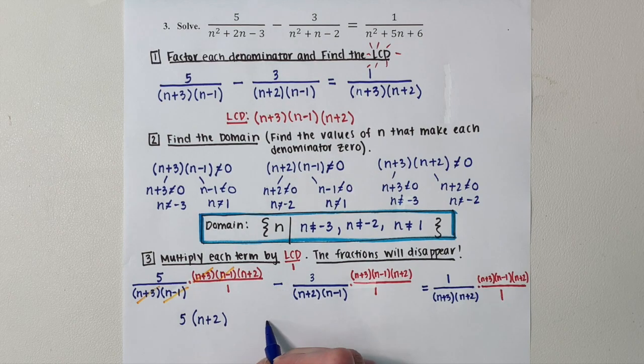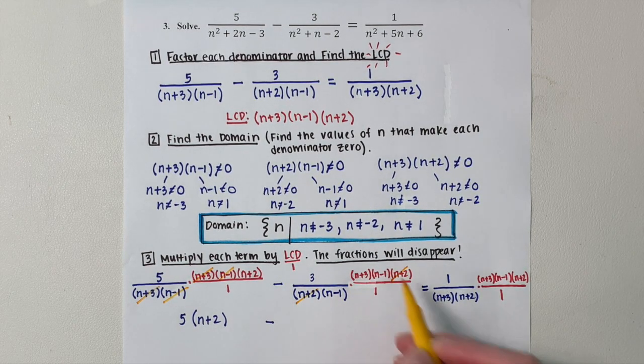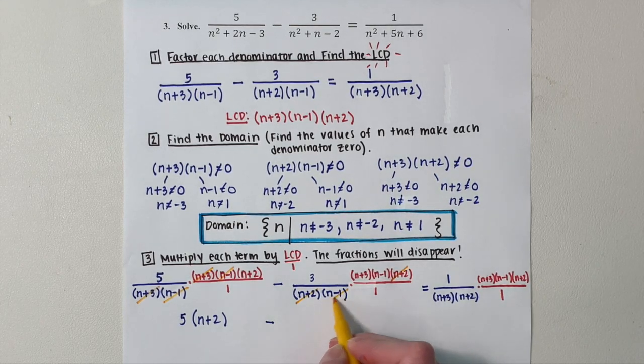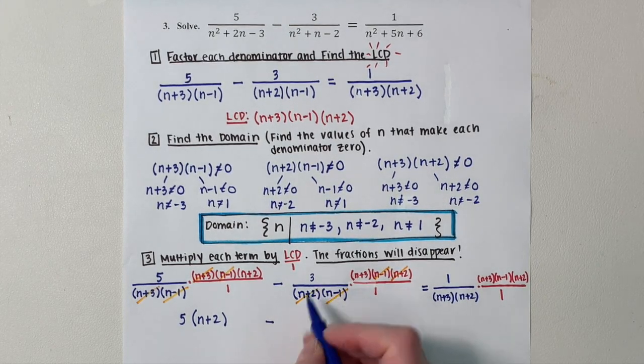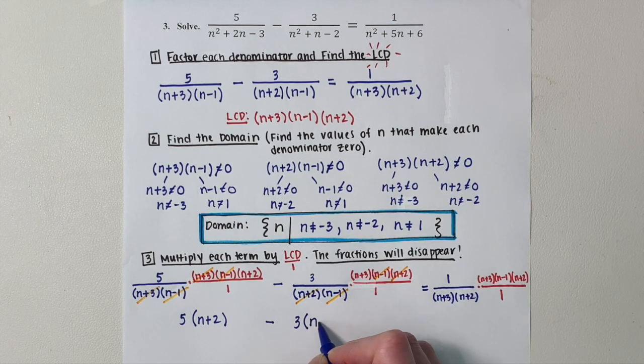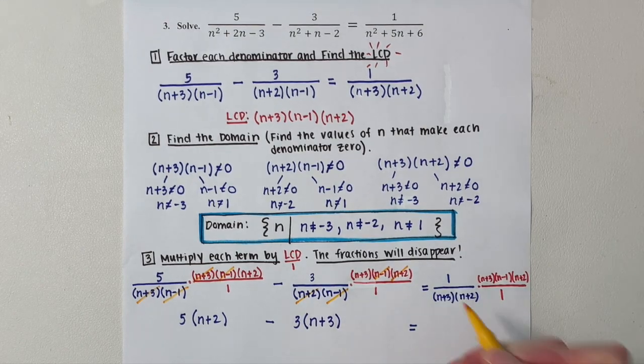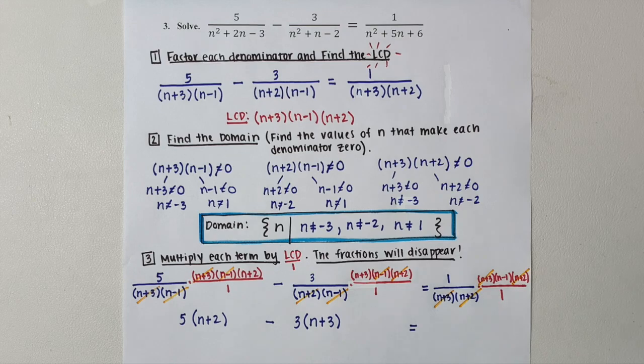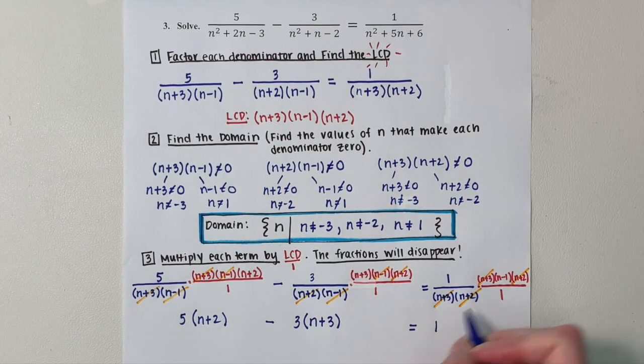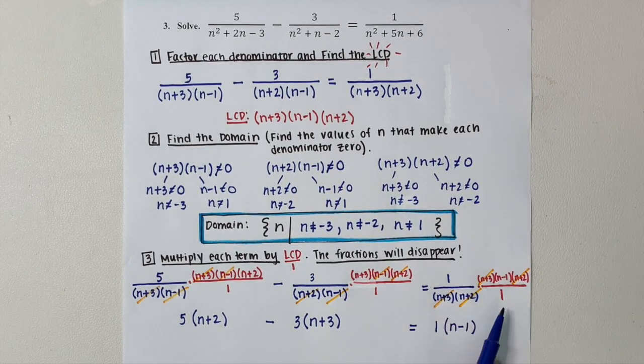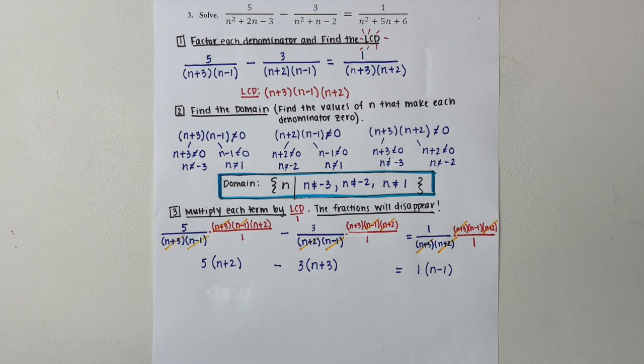Then let's bring down the subtraction symbol. And here we can cancel the n plus 2 that appears in both the numerator and denominator, and the n minus 1 as well. That will leave us with 3 times n plus 3 over 1. Then we'll bring down the equal sign, and then we can cancel the n plus 3, and we can cancel the n plus 2. That will leave us with 1 times n minus 1, again, all over 1. Now our equation is much simpler and easier to solve. Now we just need to solve.